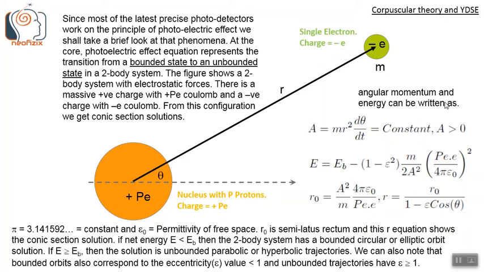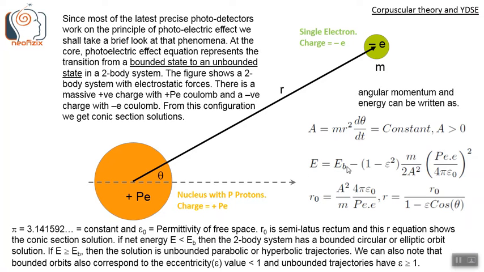So the angular momentum of this system is conserved, and A is equal to m r square d theta by dt, where m is the mass of the electron, r is the radial distance between the nucleus and the electron, and theta is the angular displacement variable. So d theta by dt is the angular velocity. This quantity is conserved, and A is considered to be some non-zero value, A is greater than 0.